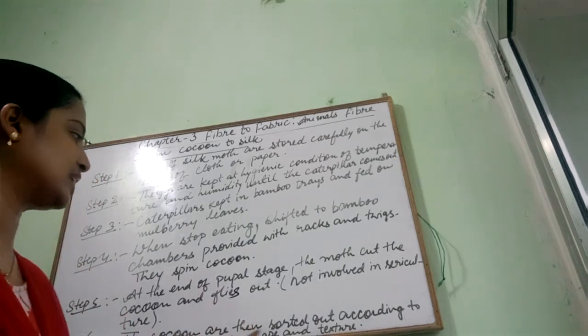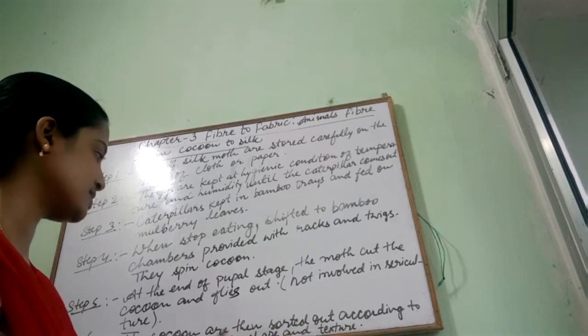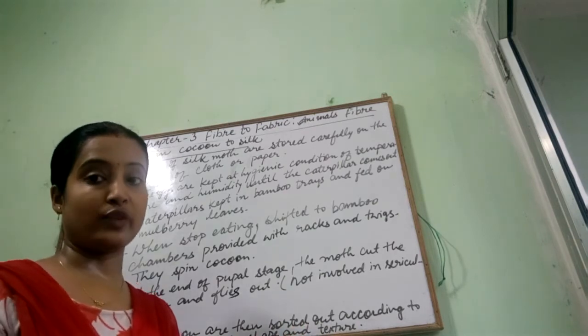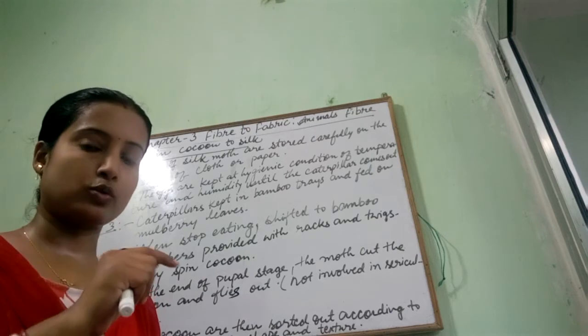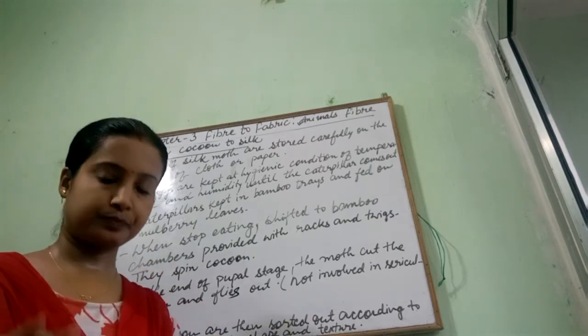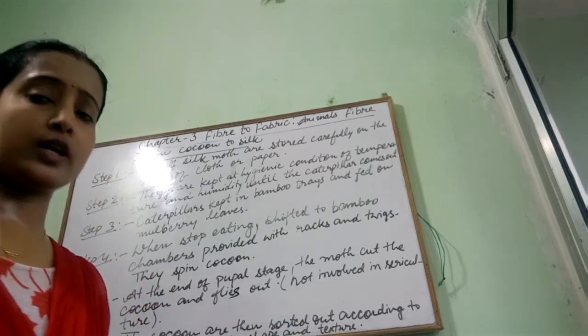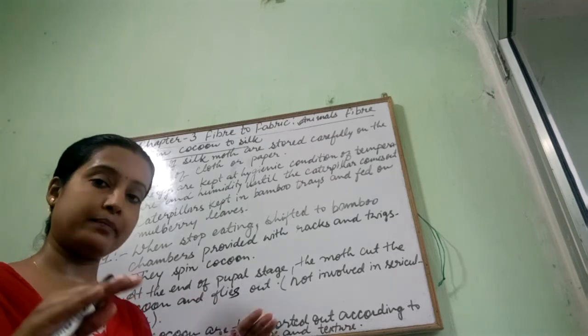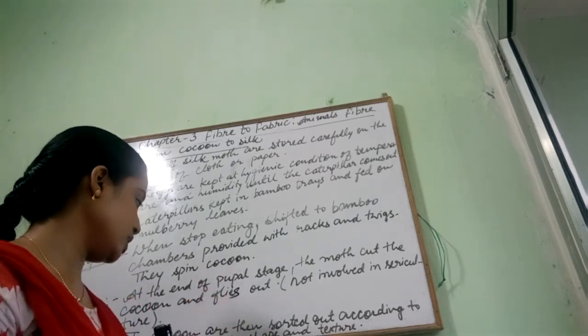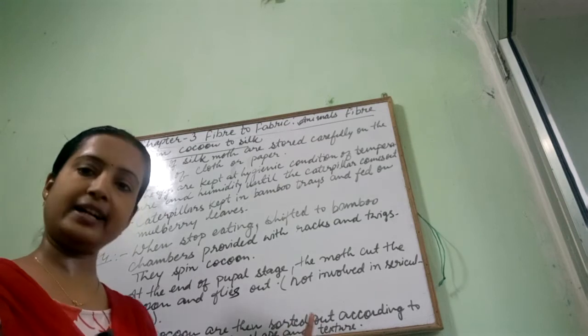In step 6, what happened? The cocoons are then sorted according to their color, size, shape and texture. So whenever the pupa is inside the cocoon, we sort it out. The farmers who are doing this occupation sort them according to their color, size, shape and texture.